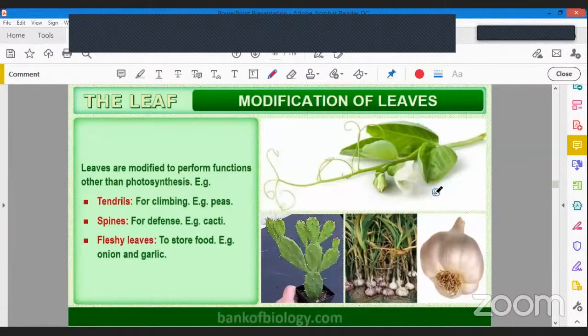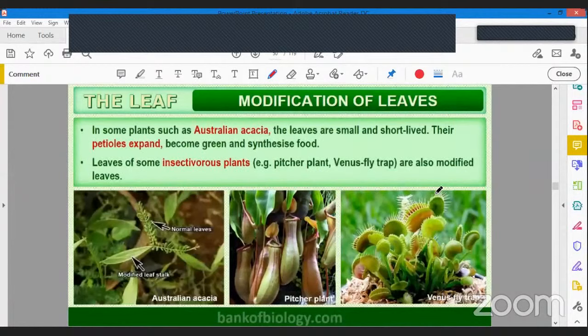Done. So now, modification of leaves. The next one we'll see, in certain plants, they have become insectivorous. That means they consume insects. Example, pitcher plant, Venus flytrap, they are modified leaves. So why are they modified into these structures? They are modified into these structures because their soil is deficient in nitrogen. So to overcome that nitrogen deficiency, the leaves are modified. The leaves are modified. Understand this. Okay.